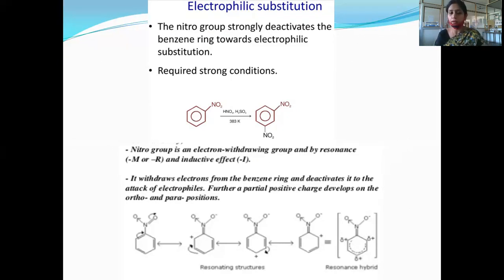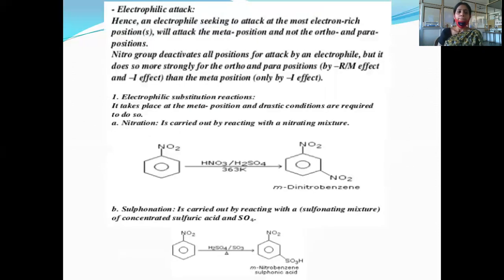Since these sites are already occupied by plus charge, and the entering electrophile also has a positive charge, they both repel each other, and hence the reaction does not happen. An electrophile seeking to attack the most electron-rich position finds the ortho and para positions positively charged, and the electrophile is itself positively charged, so they repel. So what position is left? It is only the meta position that is left. That is why the nitro group is meta-directing.